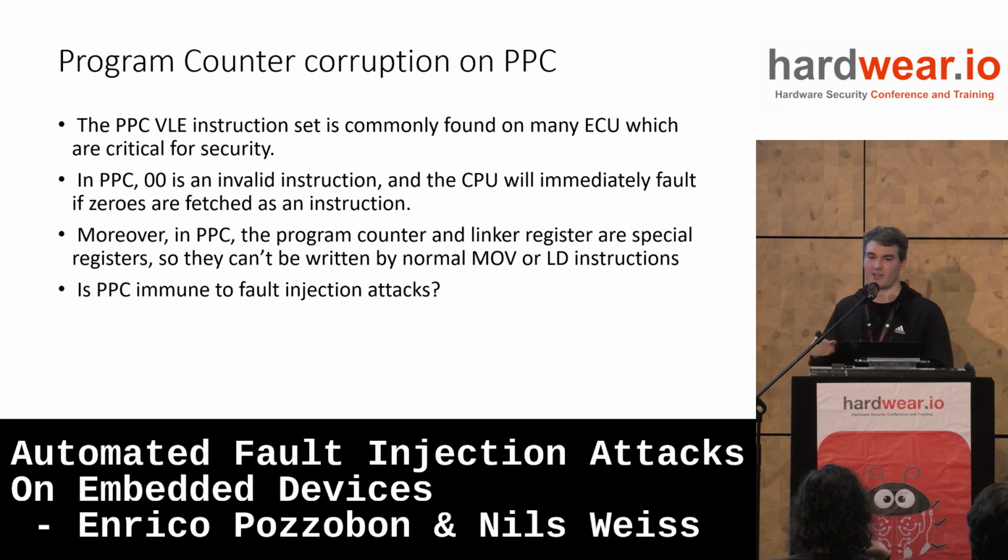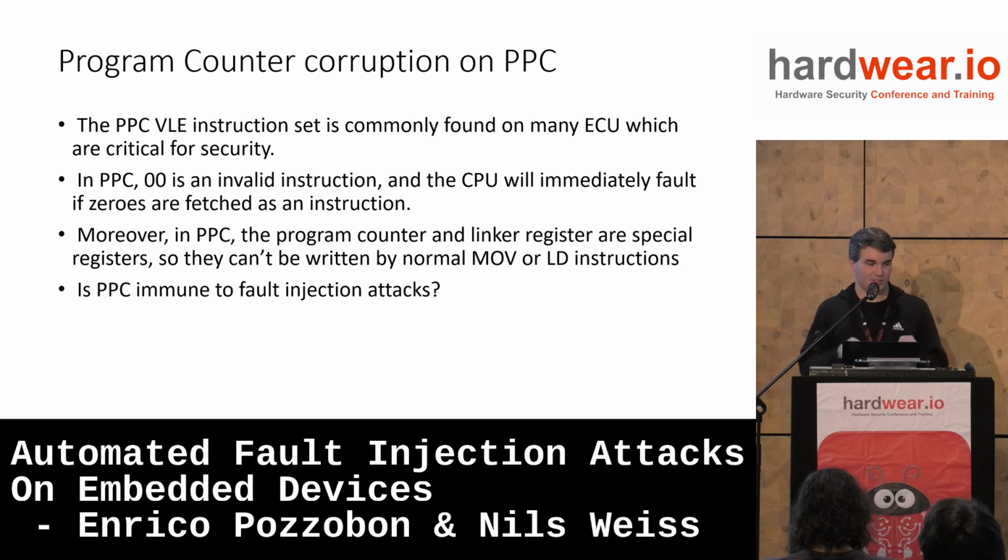So the program counter has a completely different instruction to write it than all the other registers. So there is less probability of randomly hitting one of these instructions. Also 00, FF, all of the classic values that you can use fault injection to cause to be loaded into the instruction, they are invalid instructions.